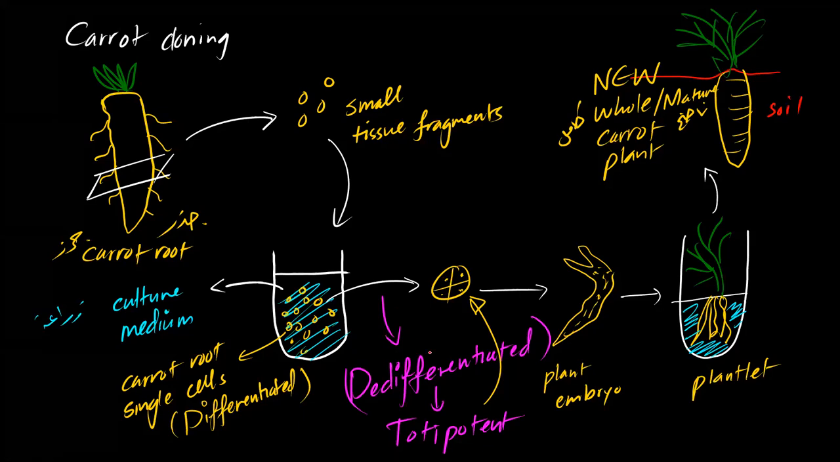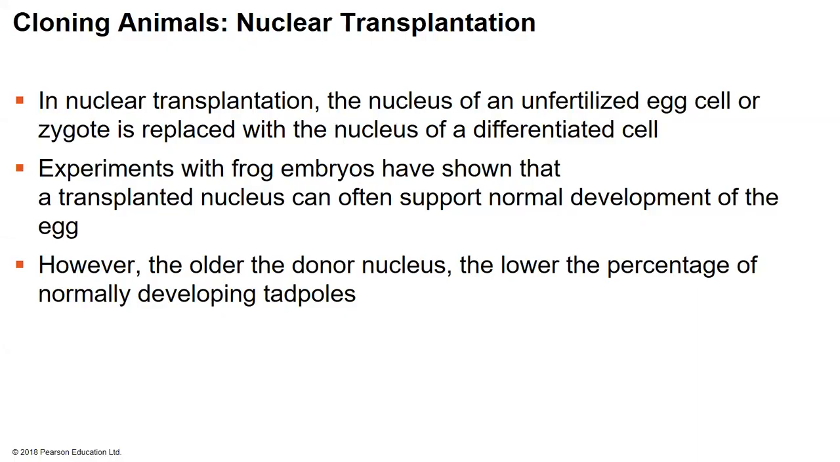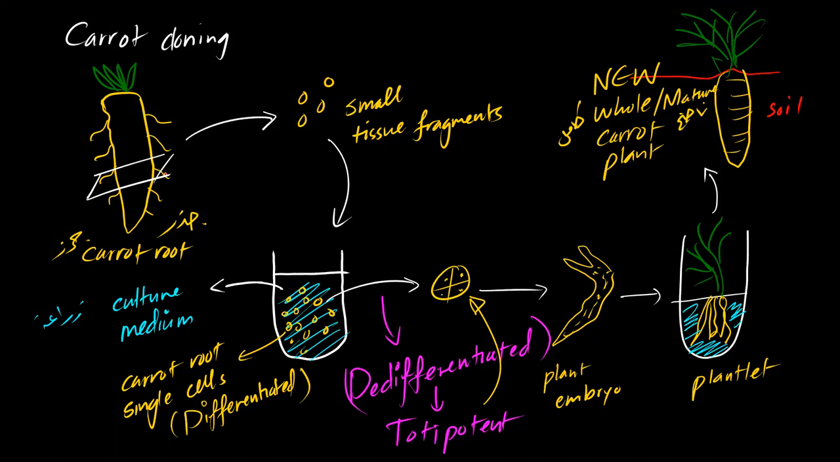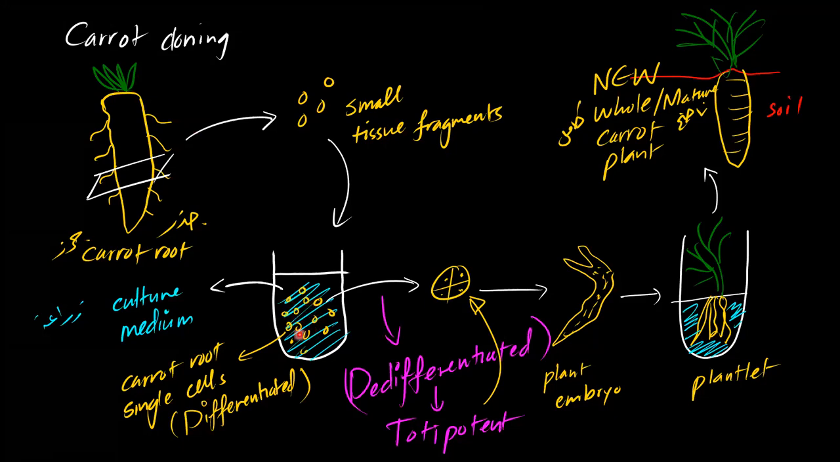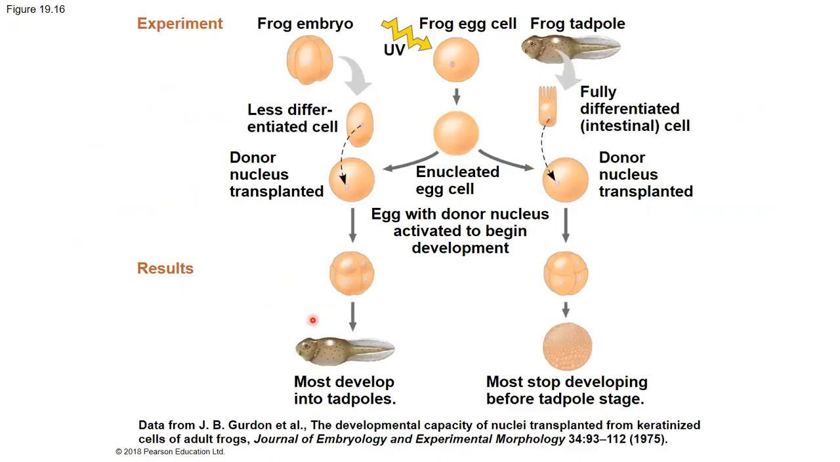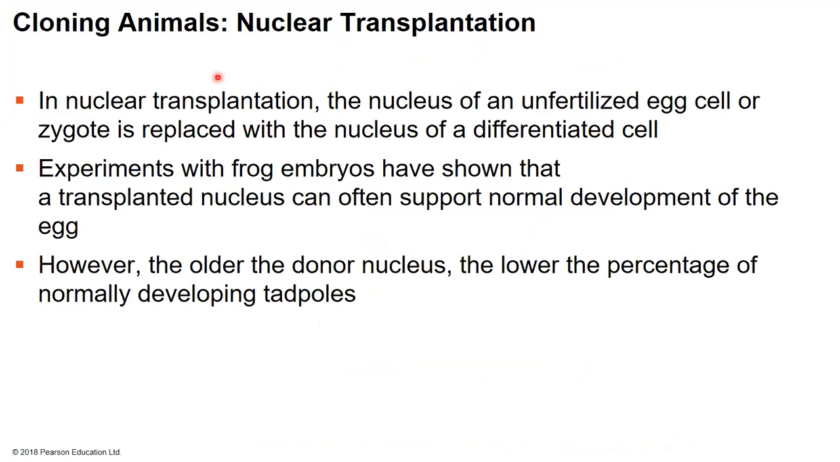And scientists wanted to repeat this experiment to see if animal cells are also totipotent, or can become totipotent, or not. The approach used to answer this question was a little bit different in animals, because again, differentiated animal cells cannot divide in culture. So what scientists did is that they performed something called nuclear transplantation.